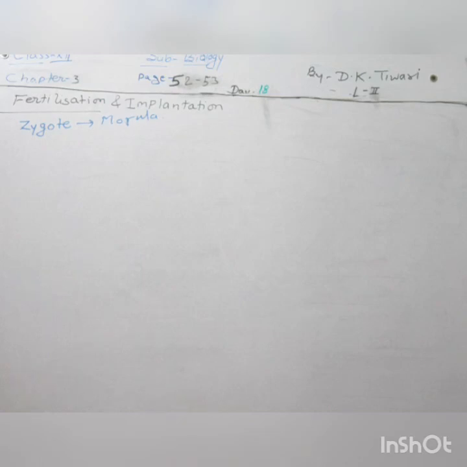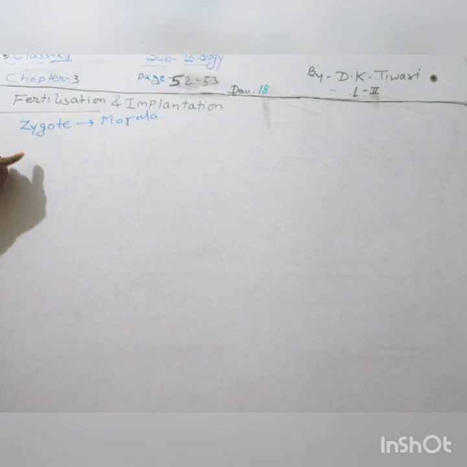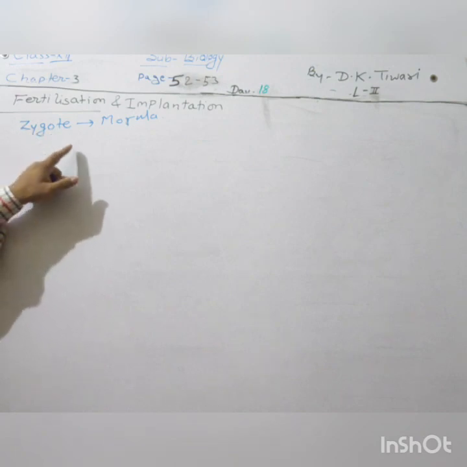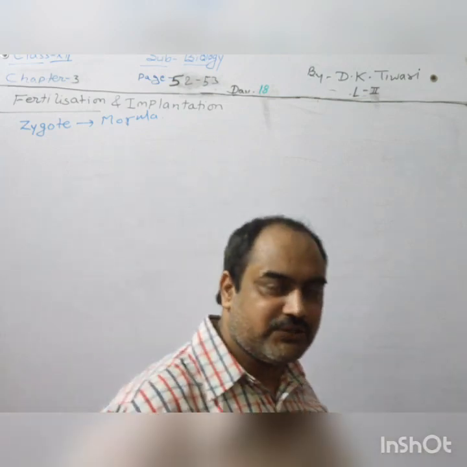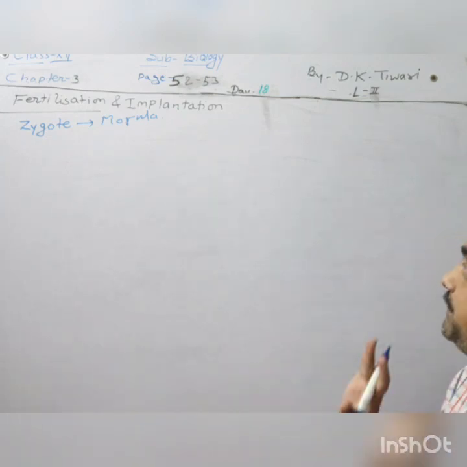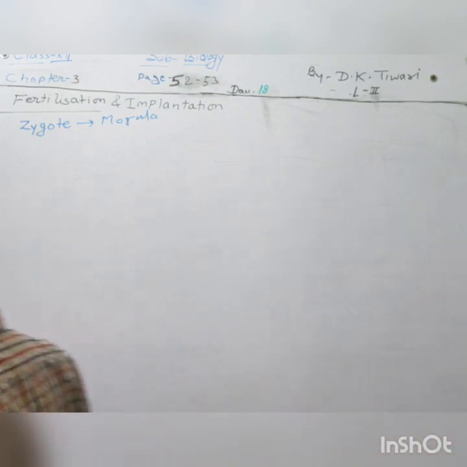Students, till the morula, we have known that after fertilization, the zygote divided and started its cleavage, and after cleavage, the morula has been formed. What was the morula? The morula was simply the 8 to 16 celled stage of the blastomere.